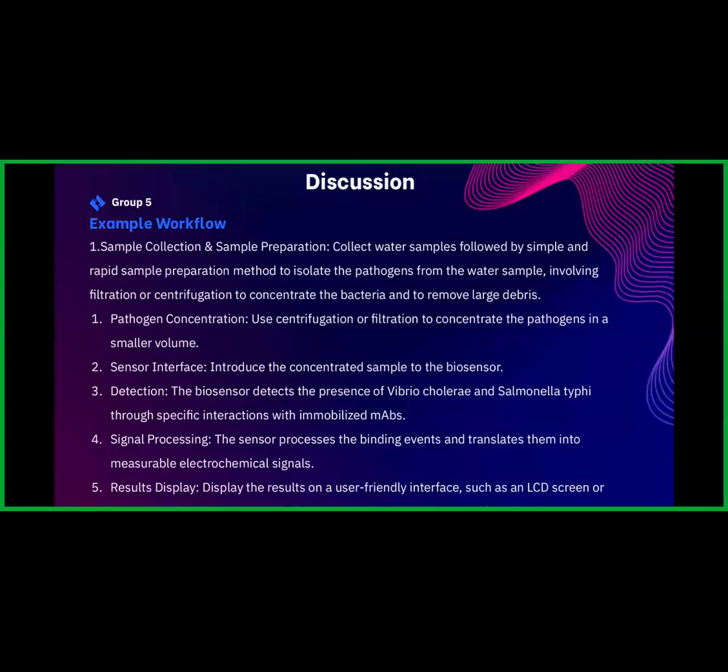During sample collection and sample preparation, you collect the water sample, followed by a simple and rapid sample preparation method to isolate the pathogens from water. For pathogen concentration, use centrifugation or filtration to concentrate the pathogens. Sensor interface: introduce the concentrated samples to the biosensor. Detection: the biosensor detects the presence of Vibrio cholerae and Salmonella typhi through specific interaction with immobilized monoclonal antibodies. Signal processing: the sensor processes the binding events and translates them into a measurable electrochemical signal. And then there's the results display. The results are displayed using a friendly interface such as an LCD screen.